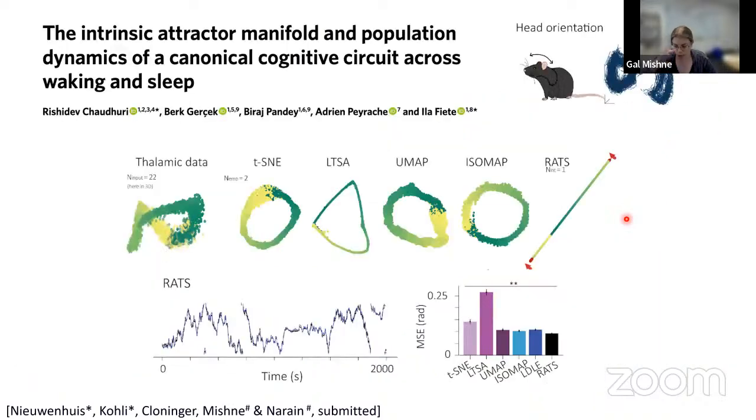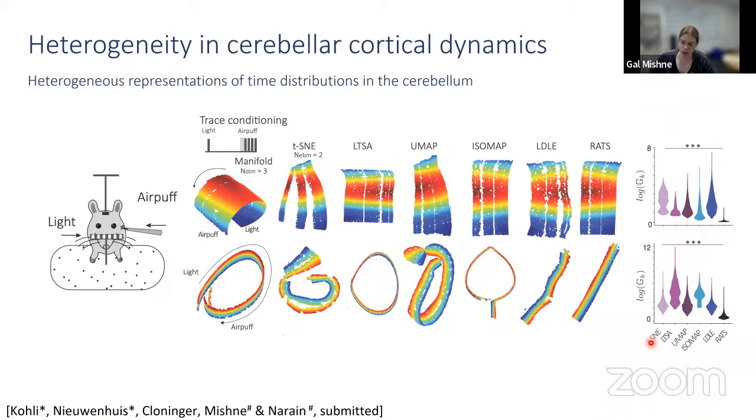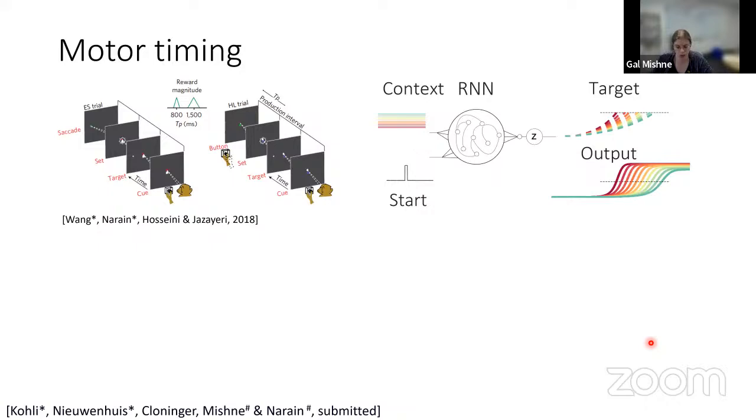This is similar for heading direction. The neural activity lies on a ring, and we're able to find a one-dimensional embedding with low distortion. And then we're able to do this in more complicated tasks where, for example, the neural activity represents timing between two cues and execution of a task. I won't go into the details, but it's in a paper that we just submitted last week.